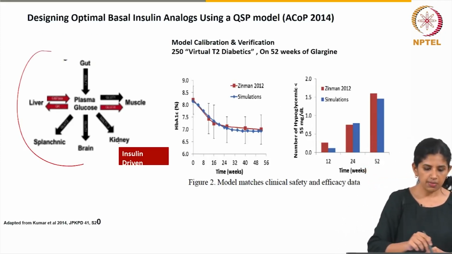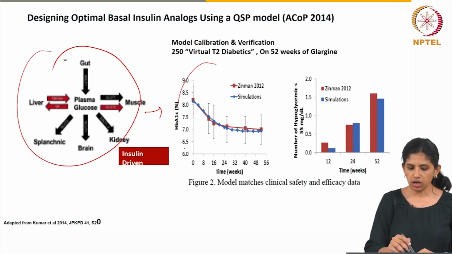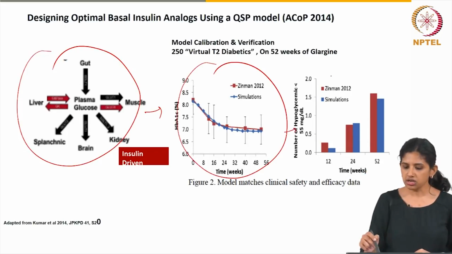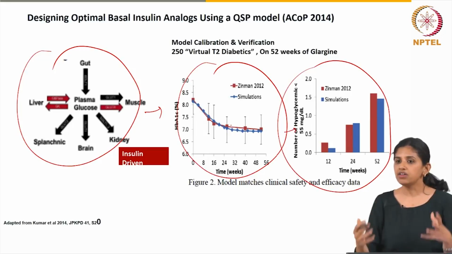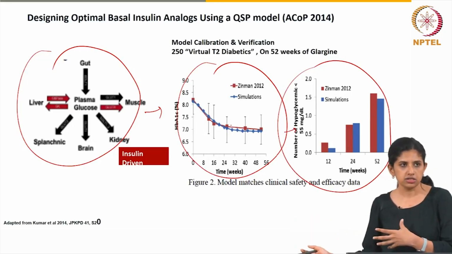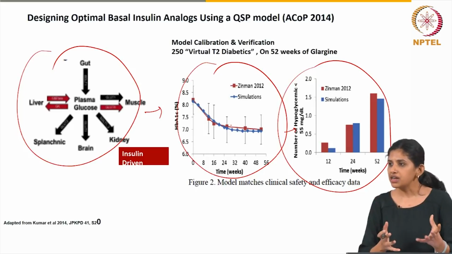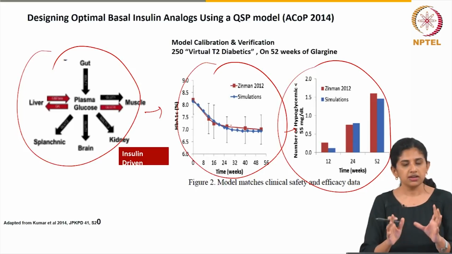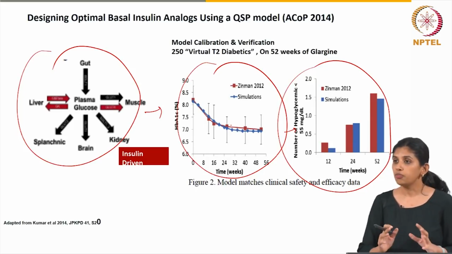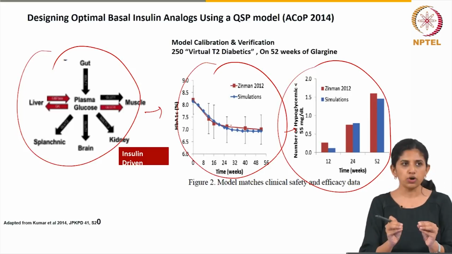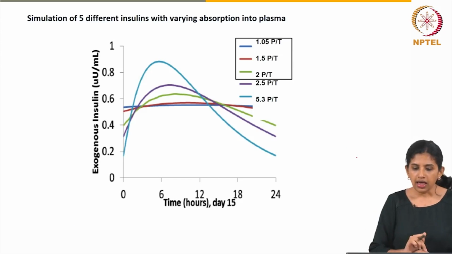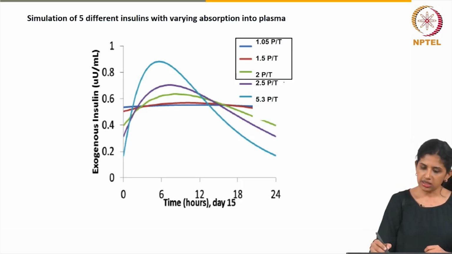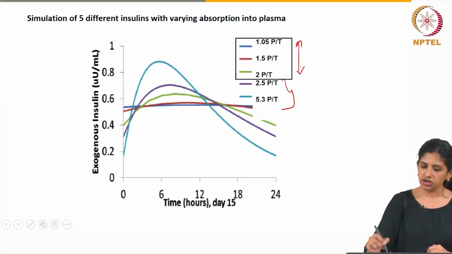So, we first came up with a structure, developed a model, came up with the right parameterization, came up with a bunch of patients who behaved appropriately under other insulins. This is called a model calibration process. So, we believe this model, because it behaves appropriately when you give the existing insulins. Then we said, okay, these two are the existing insulins, these three are the insulins we want to try.